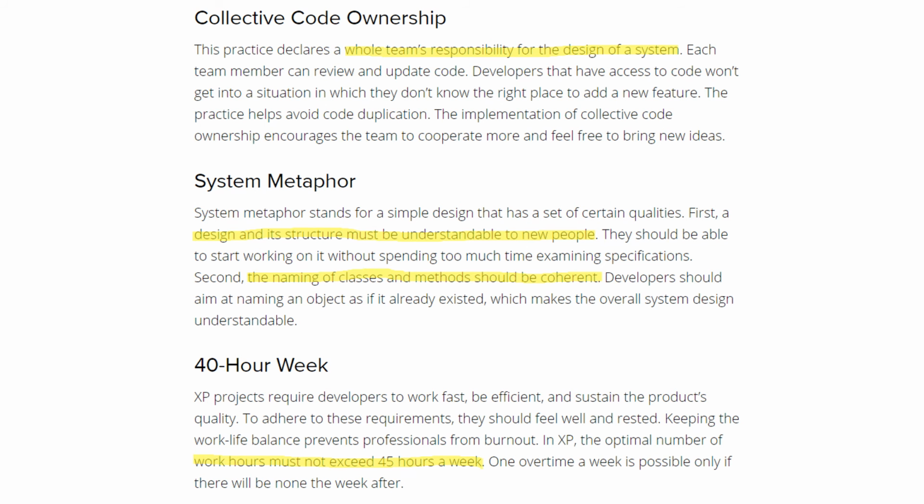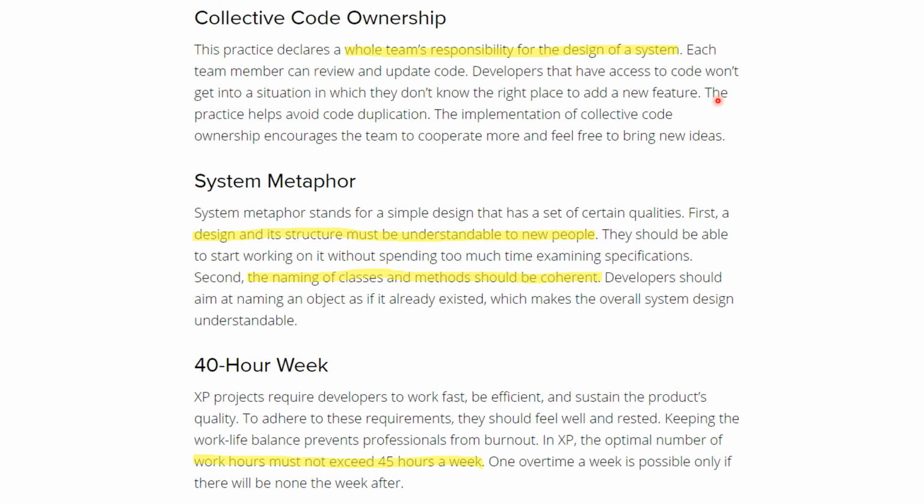So let's discuss the final three practices in XP. The first is collective code ownership. The practice declares that the whole team is responsible for the design of a system. So every team member owns every bit of the code. It's not about having silos where one person knows one component and another person knows another component. XP encourages the team to cooperate more and feel free to bring new ideas. It's very important to have collective ownership so everybody can deal with the situation when somebody is not available. It's easy to have collective ownership, and it really helps in managing your risk as well.